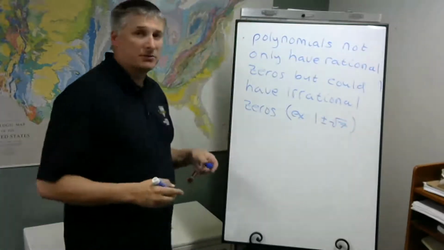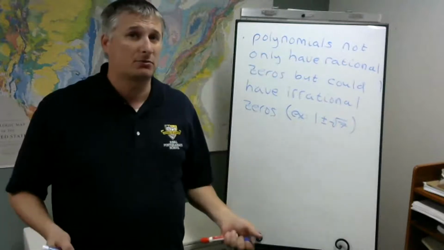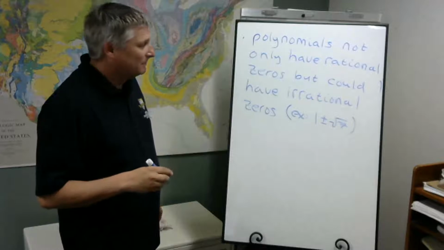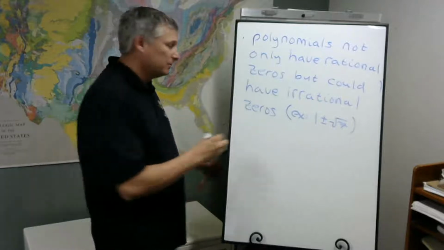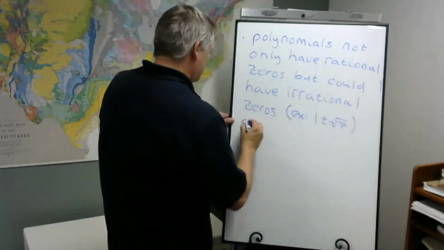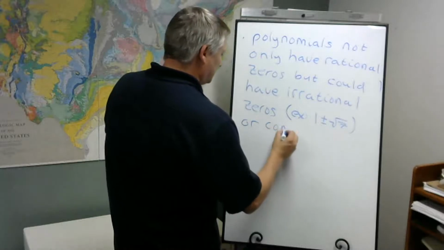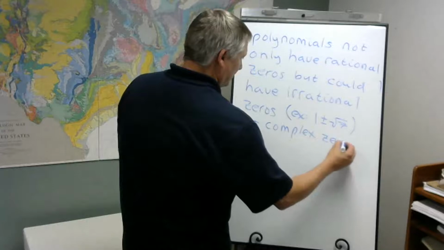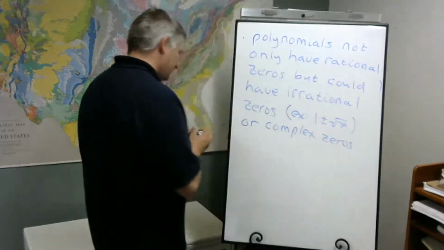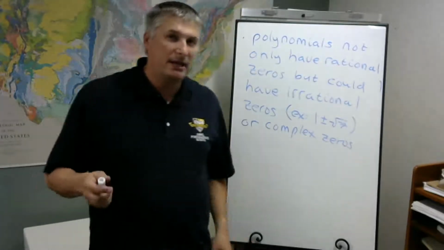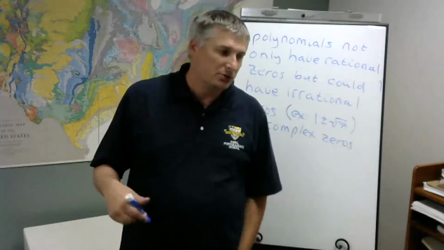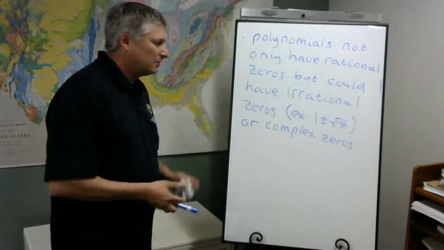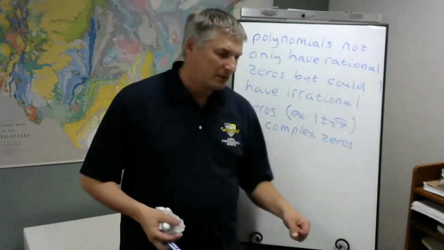We had a 1 plus square root 7 as a root and a 1 minus square root 7 as a root, or zero. So they could be irrational or complex zeros. Now, complex means they contain imaginary numbers, like 2 plus 7i, something like that. So we're going to take a look at these complex zeros.